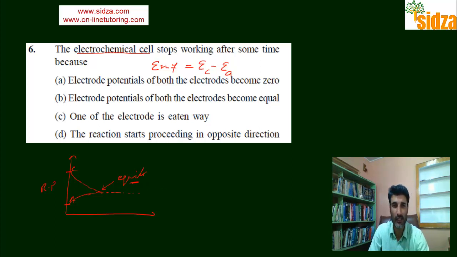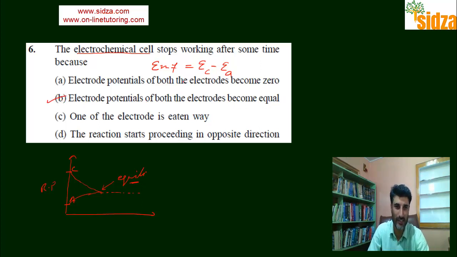So we can say the electrochemical cell stops working after some time, because then the electrode potentials will be the same, right? You can see option A says that the electrode potential of both electrodes becomes 0. No, it's not correct. The electrode potential of both electrodes becoming equal is the correct one, right?